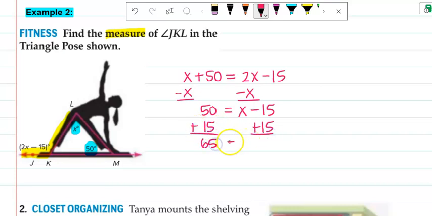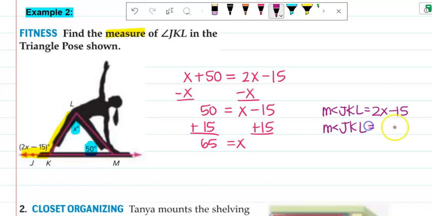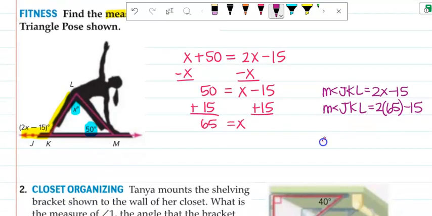So we get 65 for X, but again, remember we have to plug it back in. So JKL was 2X minus 15. So 2 times 65 minus 15. I think we can do a little bit of mental math here. 2 times 65 is 130 minus 15 would be 115. That would be our final answer.